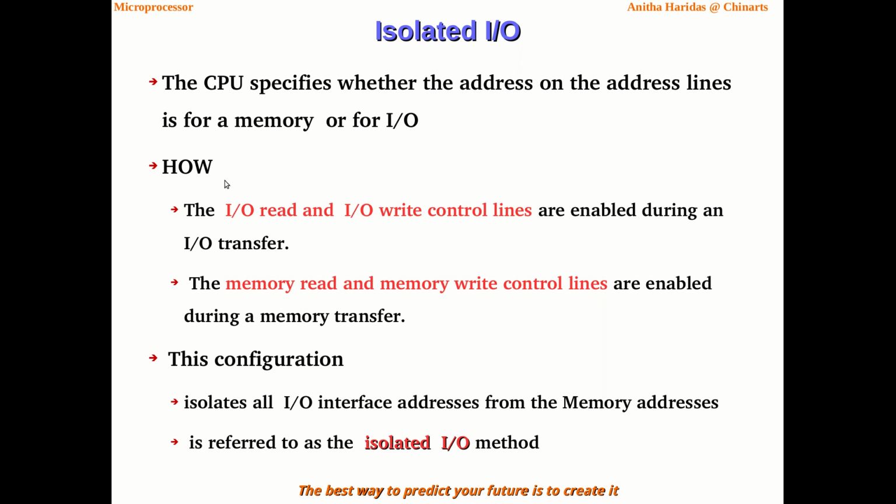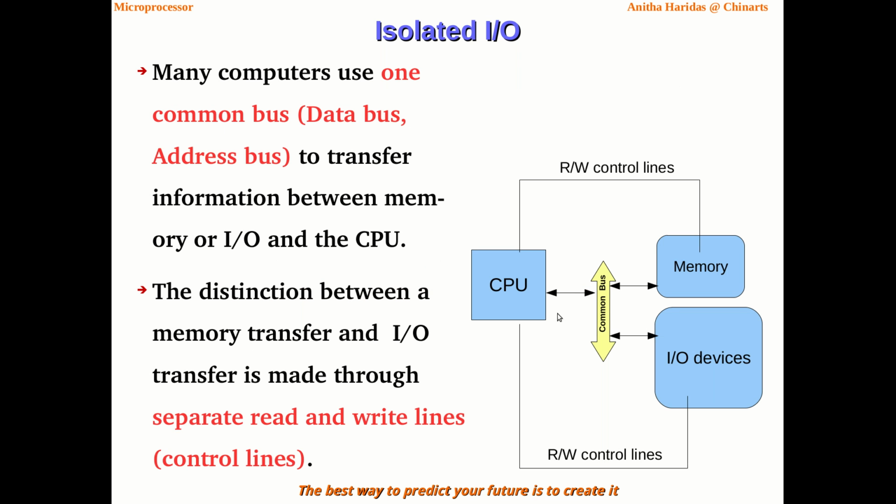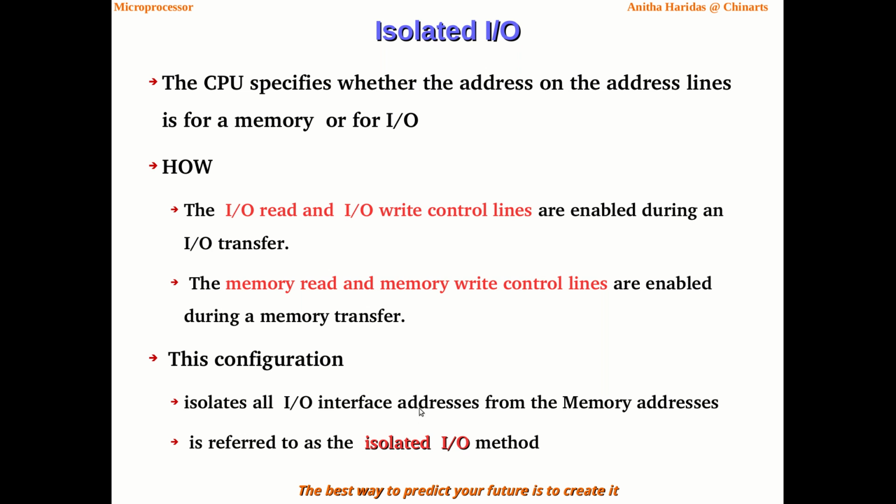So here what happens, the input output read and input output write control lines are enabled during the input output transfer. So automatically when an address is placed on the common bus, and if the CPU is sending the read write control lines, the system will understand it is the address of an input output device. The same way, when the CPU places an address on the address bus, and if the read write control line of the memory is enabled, the system will understand the address on the address bus refers to the memory. So that is how it is isolating the input output interface address from the memory address, because you are going to have a common address line.